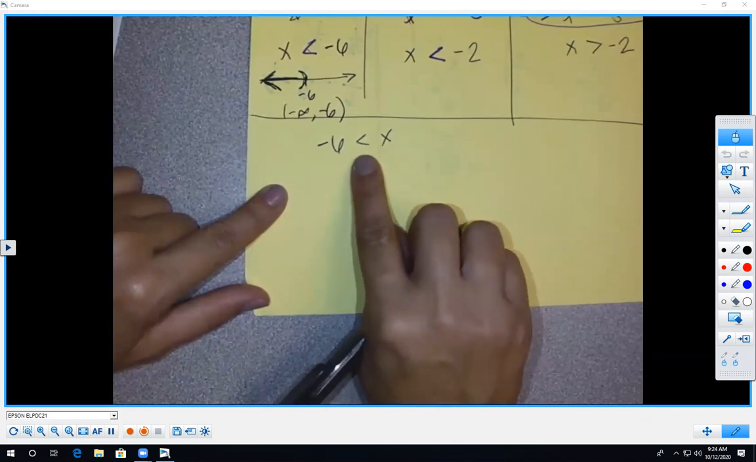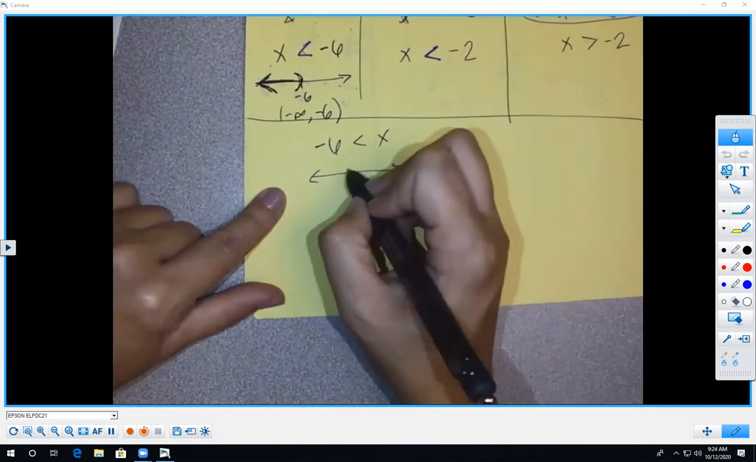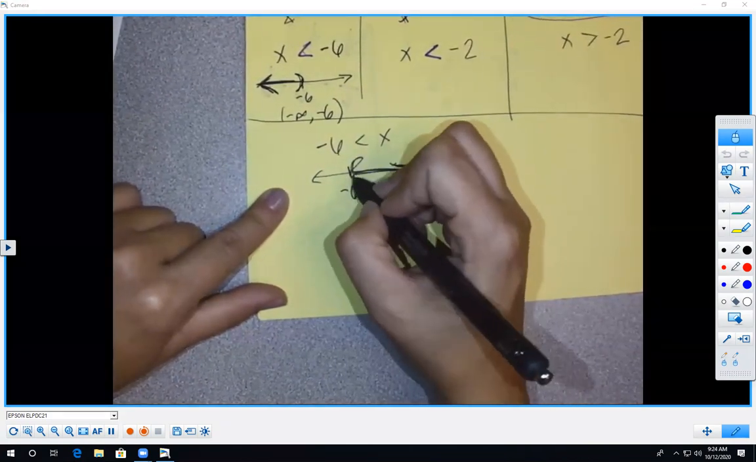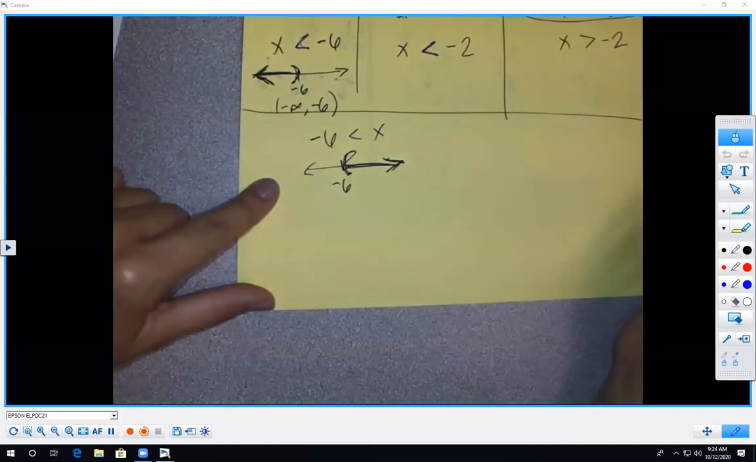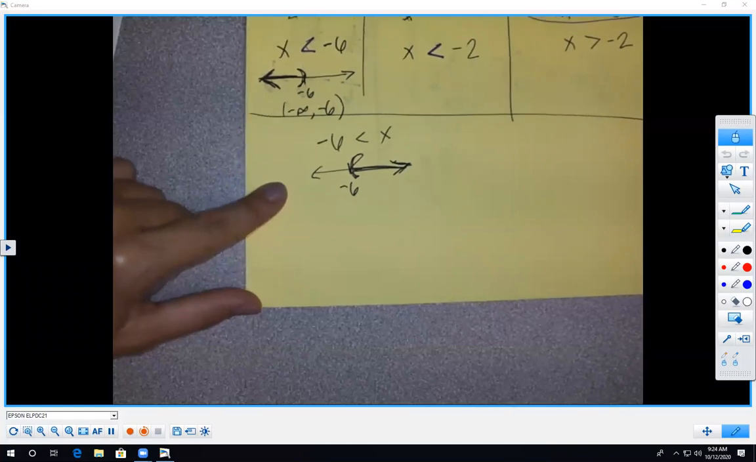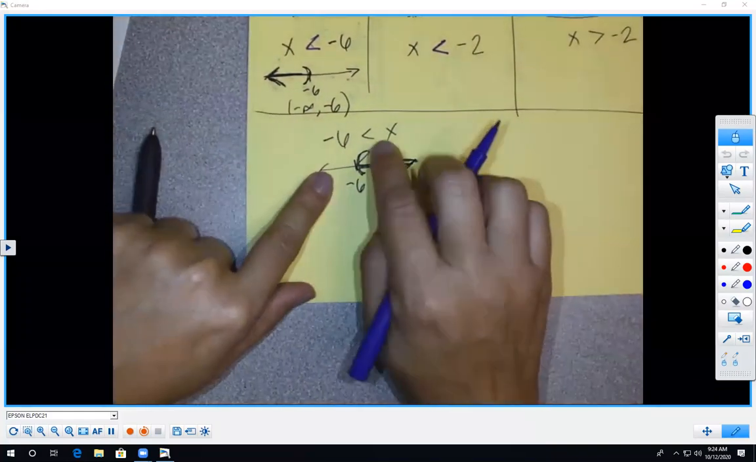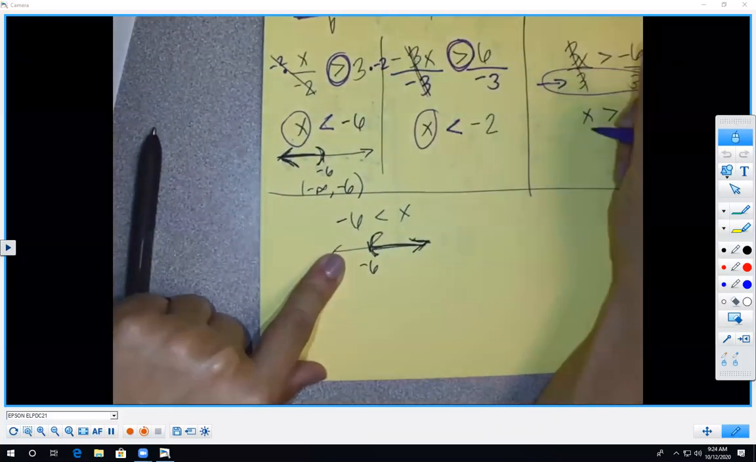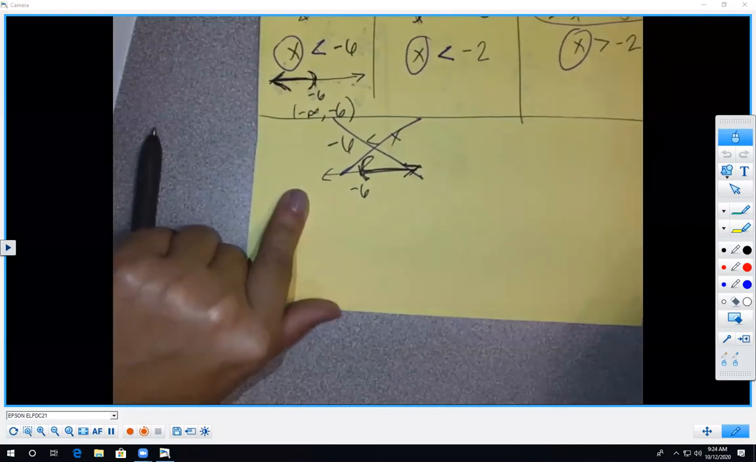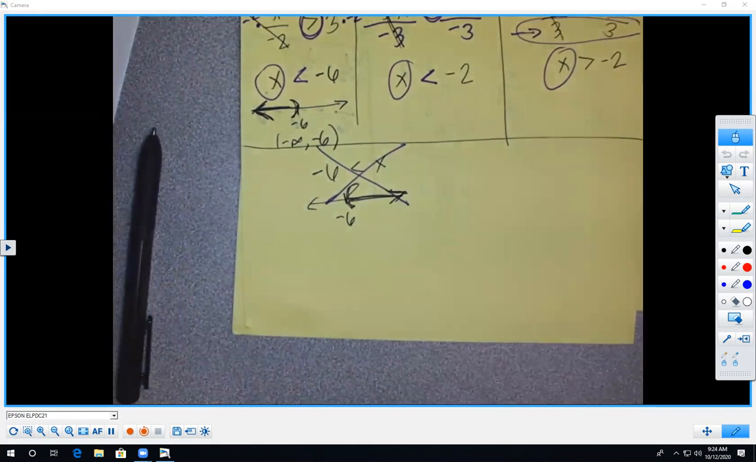It says -6 is less than x, but actually the way you would graph this one is this way. Because if -6 is less than x, I want x to be all the numbers bigger than -6. It's kind of confusing. So what I'm trying to say is it's much easier if x is on the left-hand side, not on the right-hand side. So when you are solving, always move x to the left-hand side because it's much easier to finish off your answer that way.